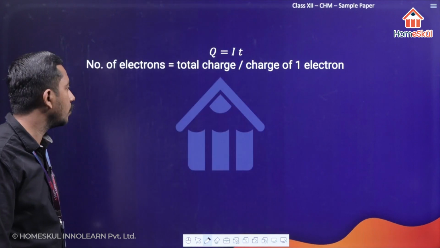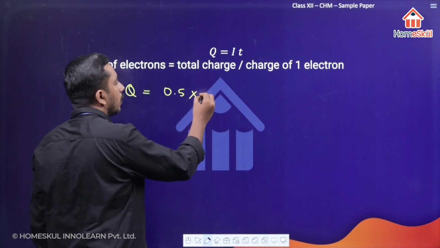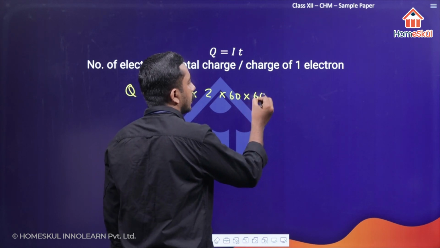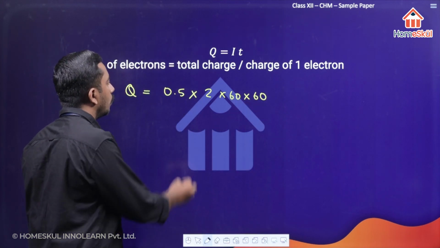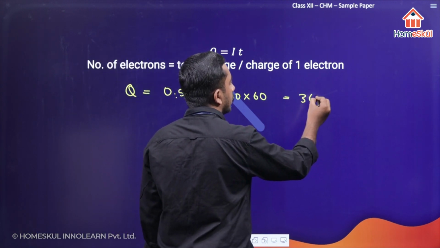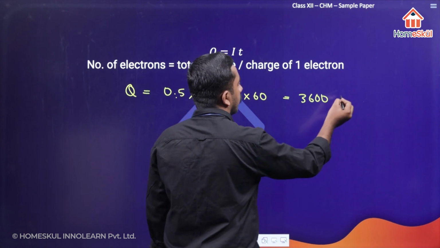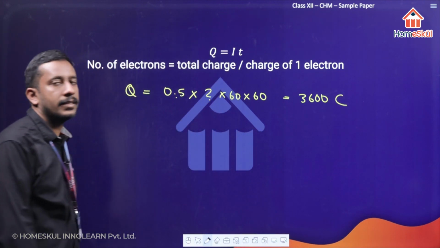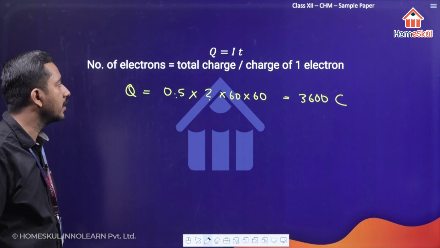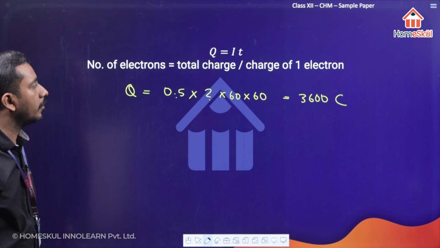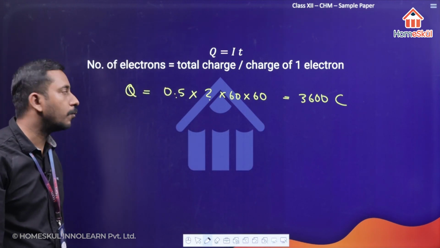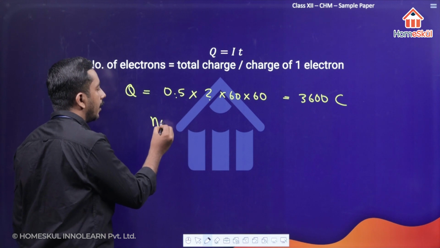So we have to convert that into seconds. So that will be 2 hours into 60 minutes into 60 seconds. So that will be equal to 1 by 2 and 2, they will get cancelled. So that will be 36,000 coulombs. So that will be the total charge that we have. 36,000 coulomb is the total charge that has been passing through the system. And now we have to find the number of electrons. For that we can divide this total charge divided by the charge of 1 electron. So that will give you the number of electrons.